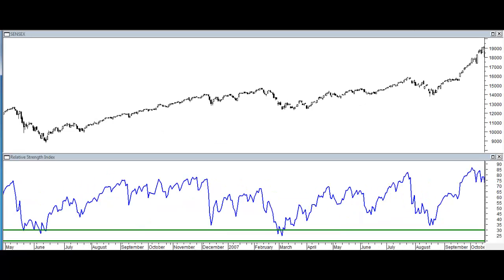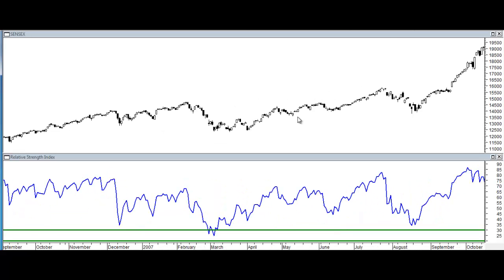So now let's take a look at this particular example. RSI first broke below the 30 zone on 28th Feb, when Sensex made a low around 12,800. Since then Sensex made one more low around 12,300, which is 450 to 500 points below the earlier low.